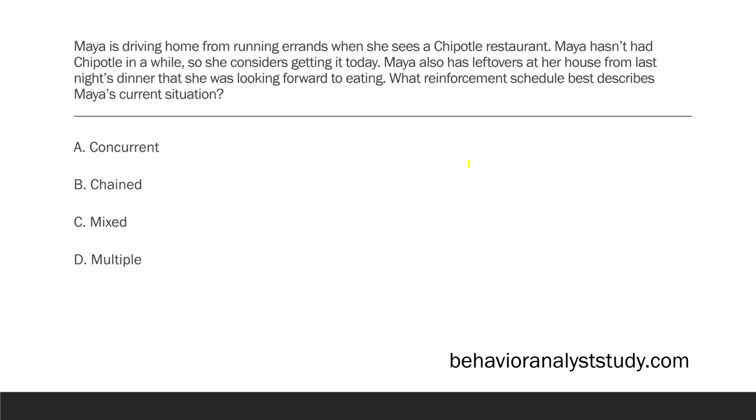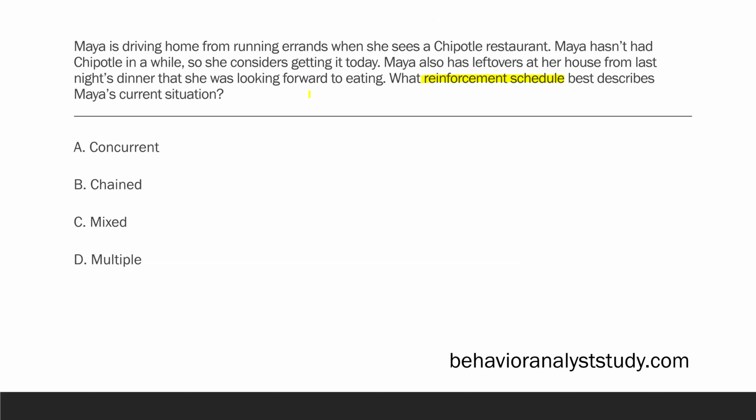Maya is driving home from running errands when she sees a Chipotle restaurant. Maya hasn't had Chipotle in a while, so she considers getting it today. Maya also has leftovers at her house from last night's dinner that she was looking forward to eating. What reinforcement schedule best describes Maya's current situation? Probably the easiest reinforcement schedule, or at least compound that you need to know.